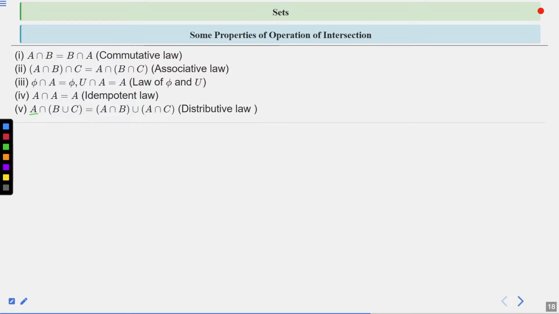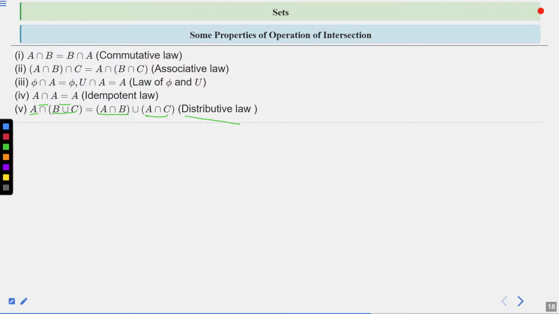And A intersection (B union C). This is your distributive law, as you can see. Here you are using intersection here and union here. This is equal to (A intersection B) union (A intersection C). Clear? So we are not going to prove it. The proof is for you, or you can verify all these 5 properties for intersection by using a Venn diagram.